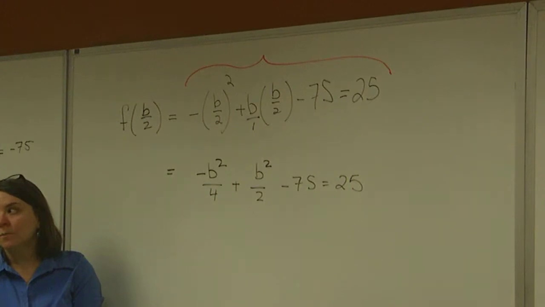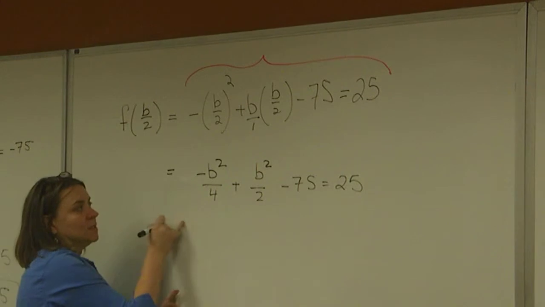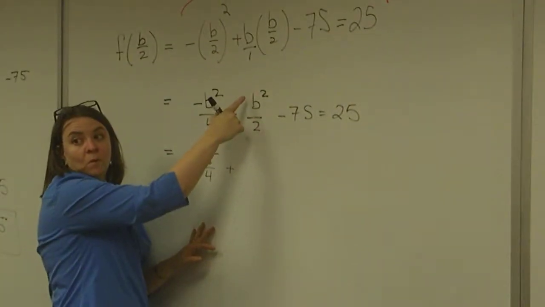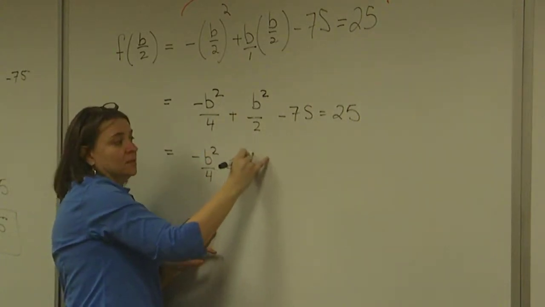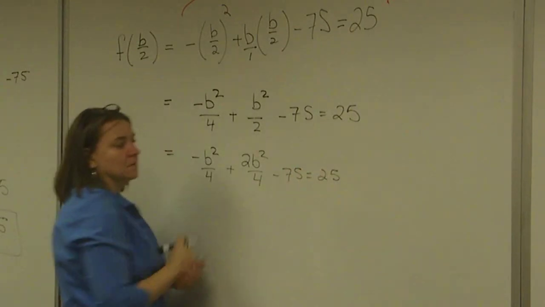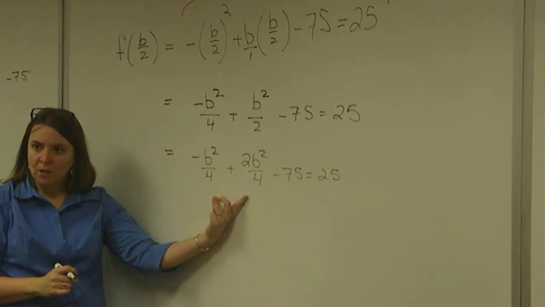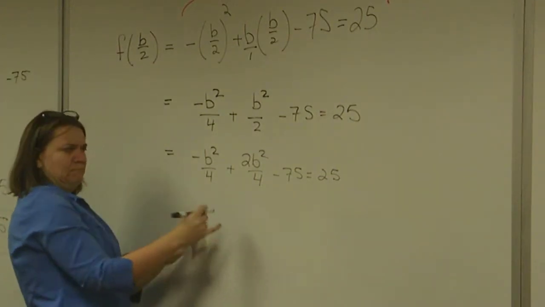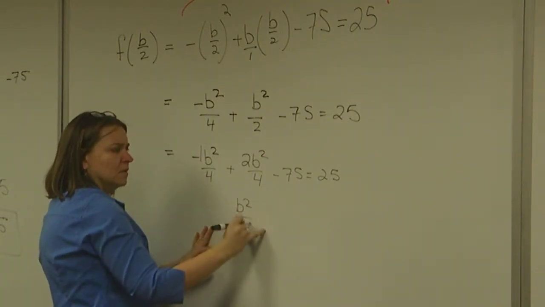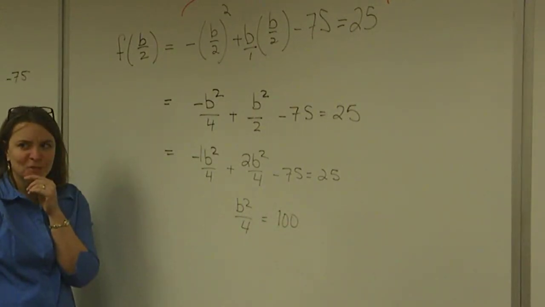We have two terms that are quadratic in B, and so we need to combine those terms. So maybe rename 1/2 B squared as 2/4 B squared. Oh, this isn't going to be bad. Collect our quadratic terms. -1/4 plus 2/4. We'll add 75 to both sides. Interesting.